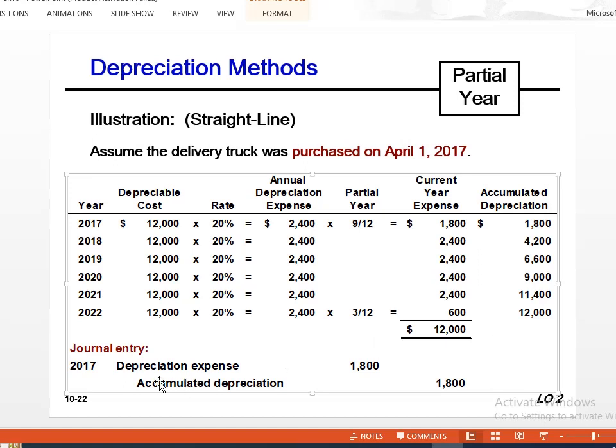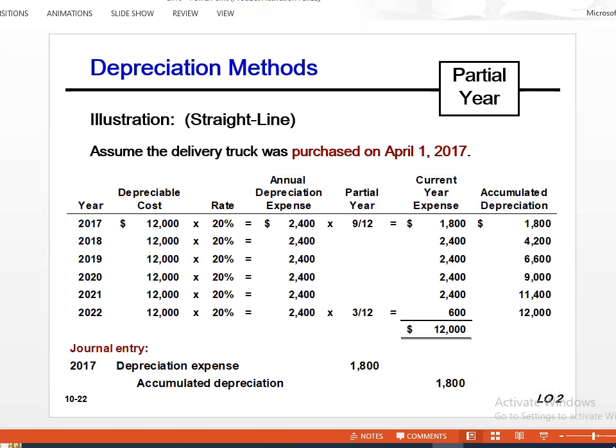How to record the journal entry? The same way. Debit depreciation expense, credit accumulated depreciation. Every year you're going to pass this journal entry. The current journal entry in front of you is for 2017. So in 2017 depreciation expense is 1,800. So that's why I recorded this.